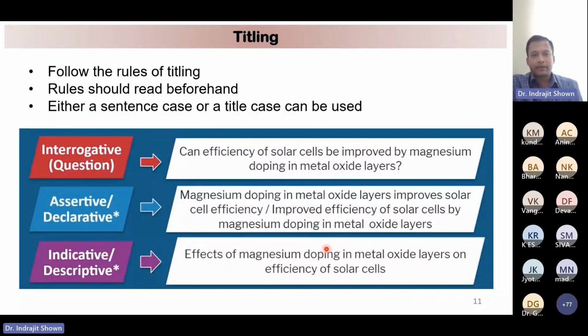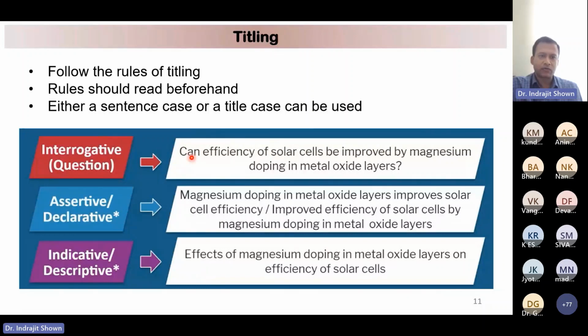way, like magnesium doping in metal oxide layer improves solar cell efficiency, or improve efficiency of solar cell by magnesium doping in metal oxide layer. This way also you can write your title. Then another, third option, indicative or descriptive, like effects of magnesium doping in metal oxide layer on efficiency of solar cells. Now, among all these three ways, basically the third one, most of the time, we are following the third one.